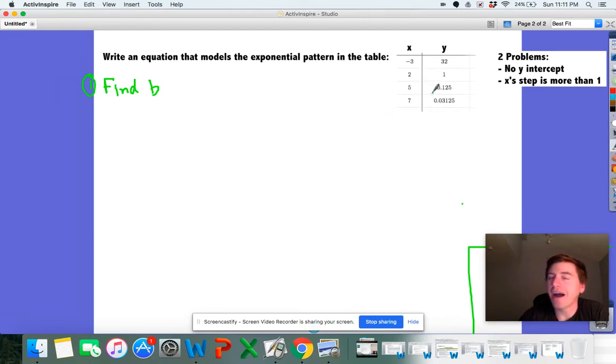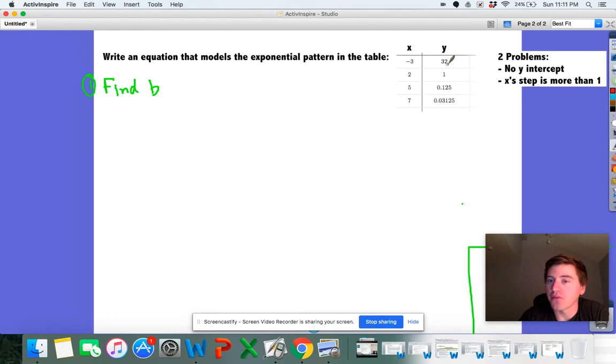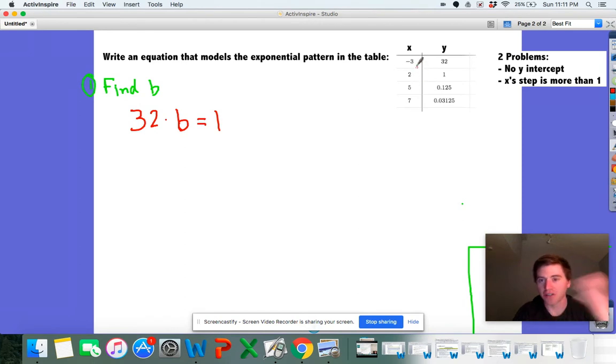We do it kind of like how we just did in the last one, where we can say I got from 32 to 1 by multiplying by something, right? If I start with 32 and get to 1, I start with 32 and multiply by b to get to 1. That looks exactly like what we did last time. Well, what's the problem? I didn't multiply one time. This goes from -3 to 2. So how many times did I actually multiply by b?